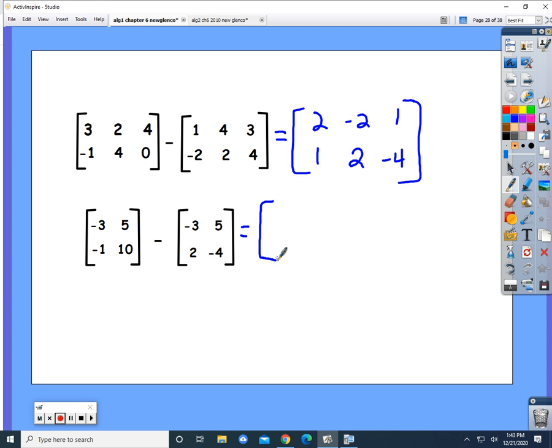Be careful with the subtraction problems. The next one down here, -3 plus 3. Yep, got a 0. Another 0. 5 minus 5. -1 minus 2. And 10 plus 4. So most people love working with matrices, but be careful, don't rush. Watch your signs.